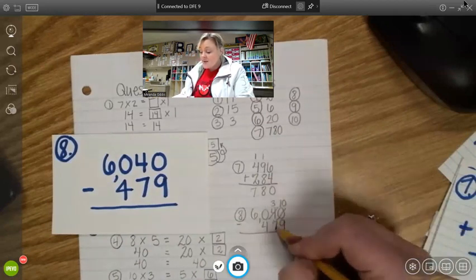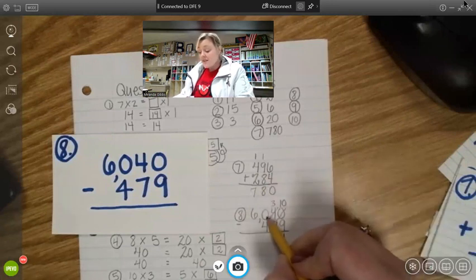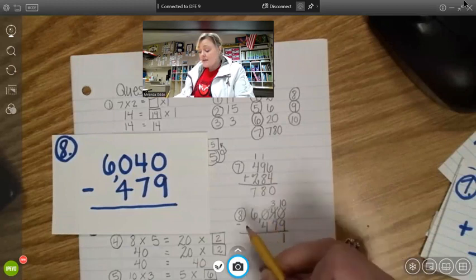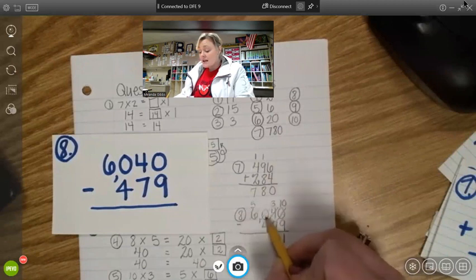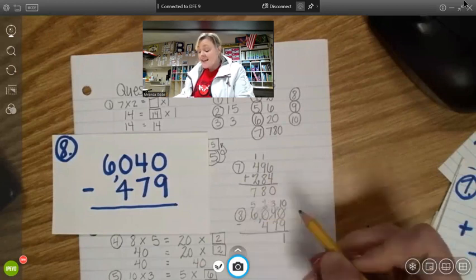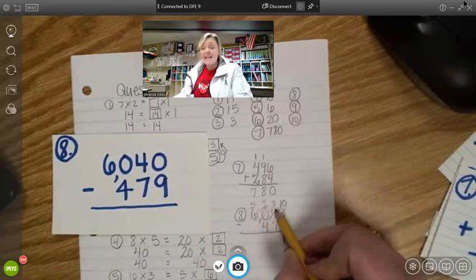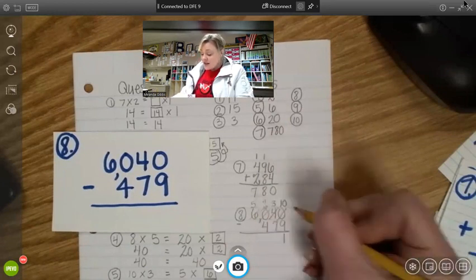3 cannot take away 7, so we have to regroup again. There's nothing in the hundreds that can help. There's nothing that we can do except go to the thousands. Change your thousands, minus 1,000, so 6,000 minus 1 is 5. We're going to share, make this into a 10, and then we change it again into a 9. Then we add 10 plus 3. What is 10 plus 3? 13. So we could cross it out.